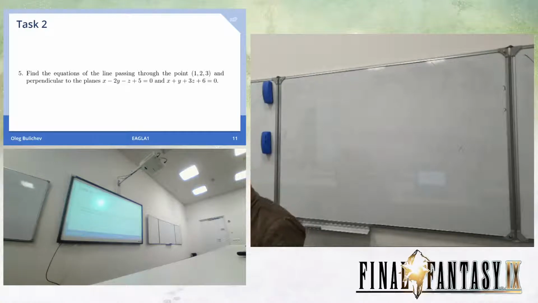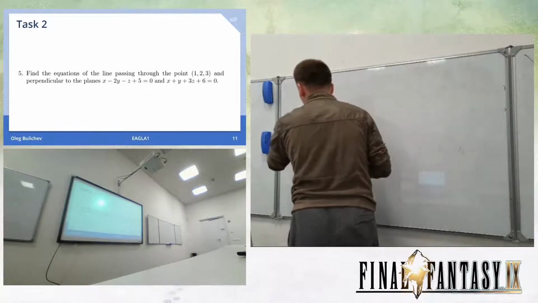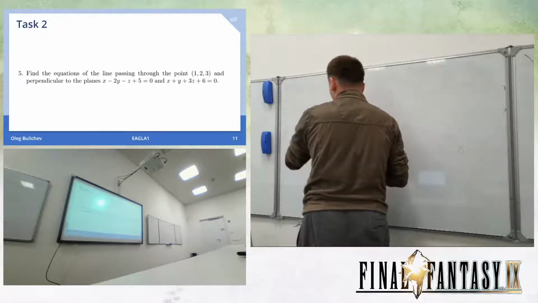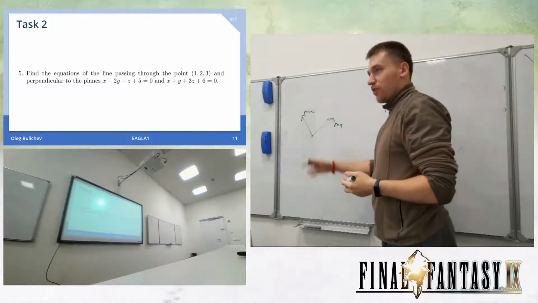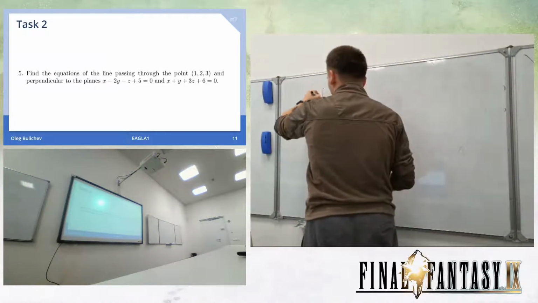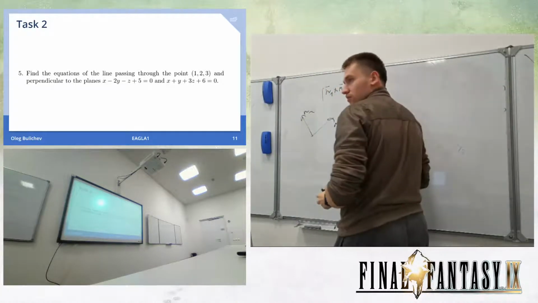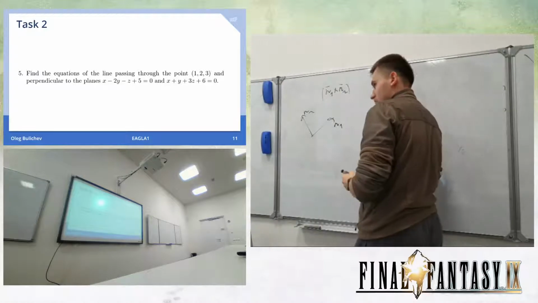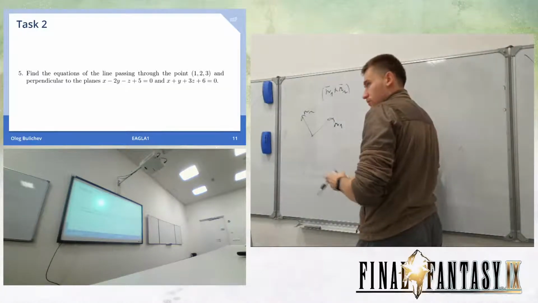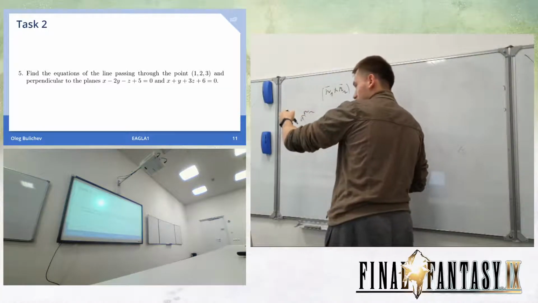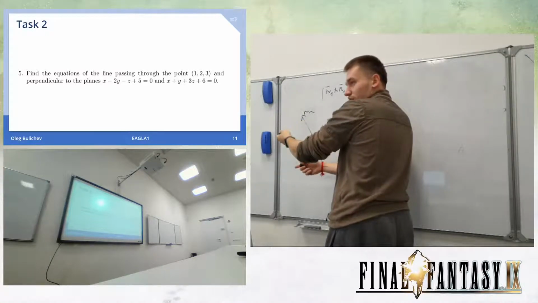So N1 and N2 are perpendicular to these planes. What does it mean? It's the cross product between N1 and N2. So our line is not perpendicular to the plane, but to the normal vectors of this plane. So your point will be there. So perpendicular to the plane, yes.